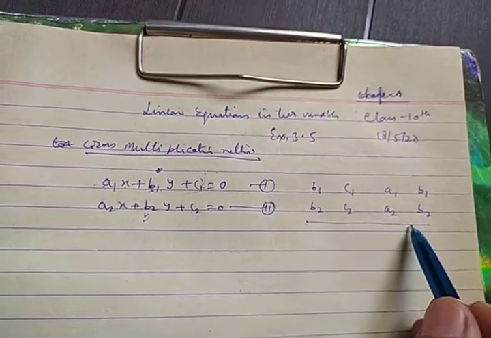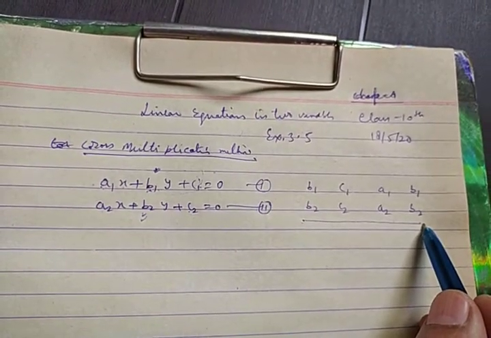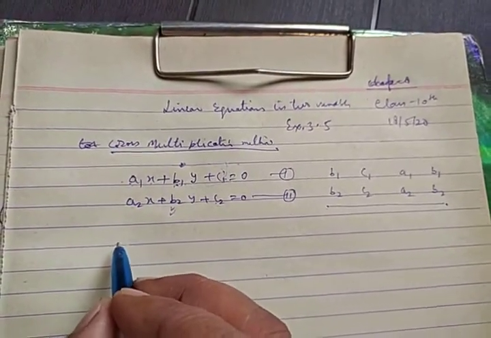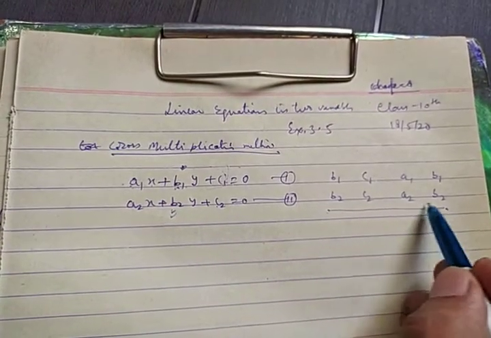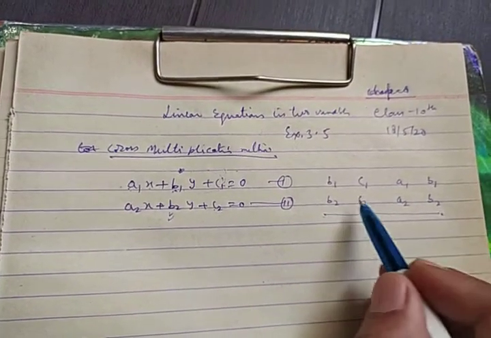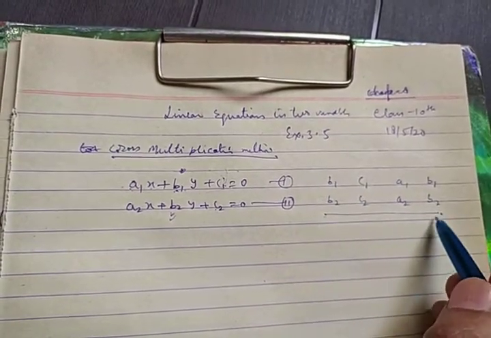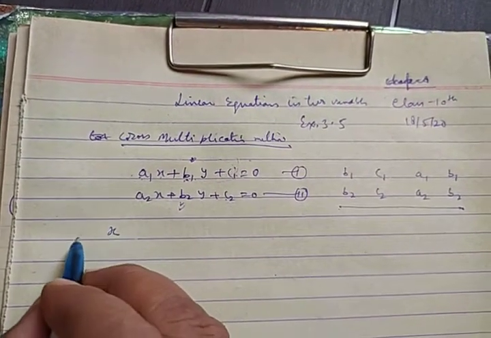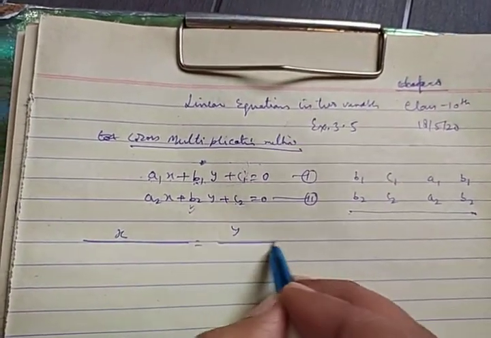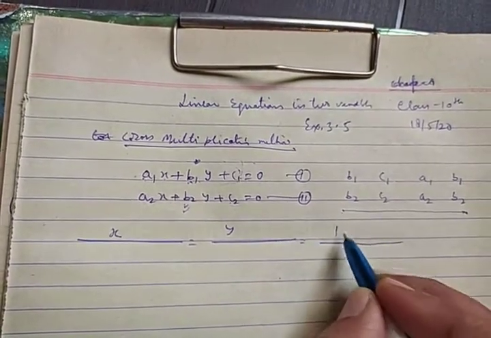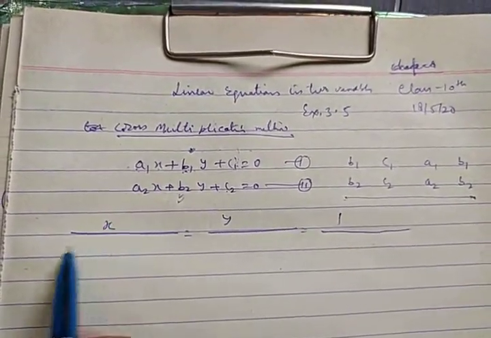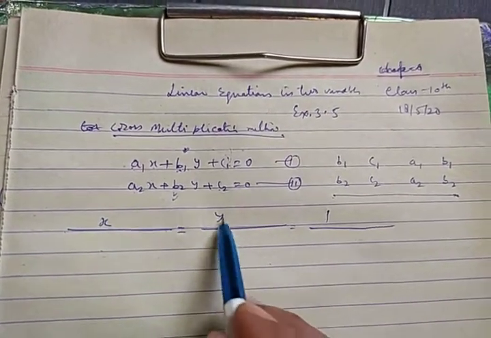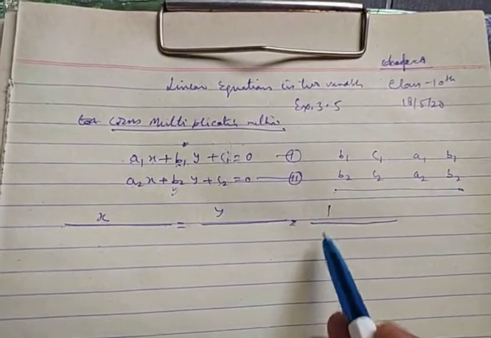Now what have to do with the coefficients? This is actually for your convenience I am writing, and you also write this for the sake of convenience, so that you will not commit mistakes. You will have to write x upon, y upon, and 1 upon. In this way you write x upon, some line should be quite large, is equal to sign, then y upon is equal to sign, then 1 upon.